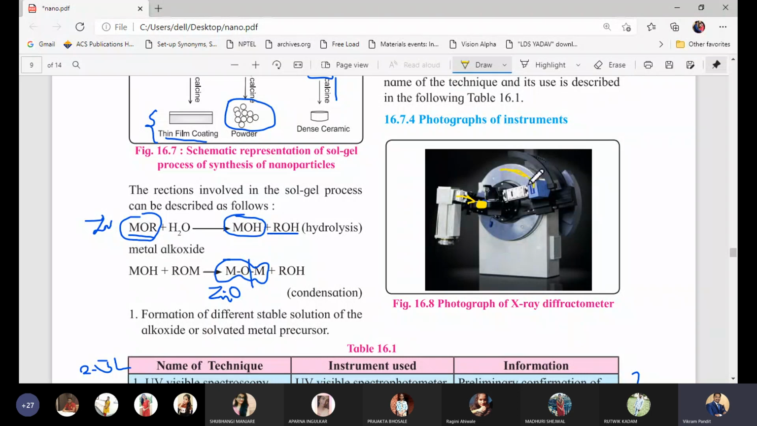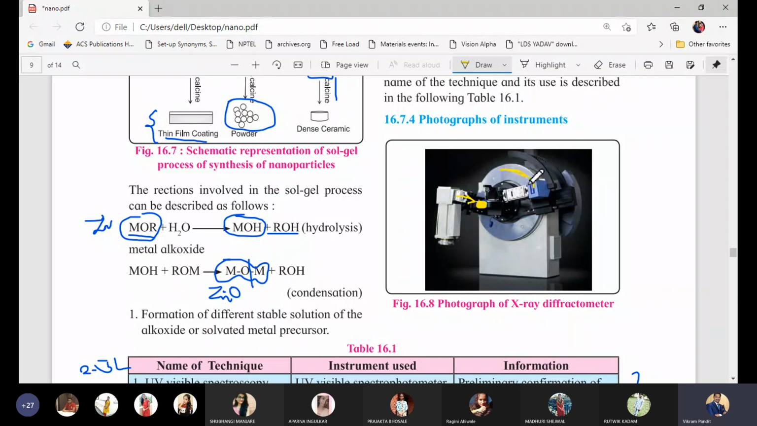So this XRD is very important. Then there is the scanning electron microscope. See here, the cross section of a scanning electron microscope is shown. Here the sample is kept somewhere here. See, the sample is there. Then there is an electron gun.